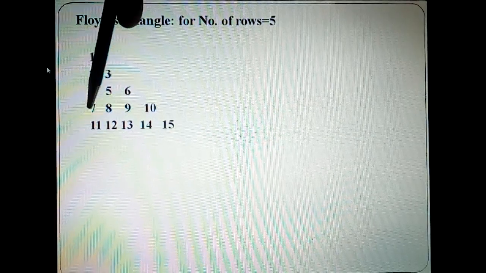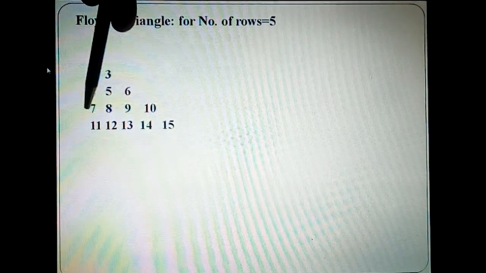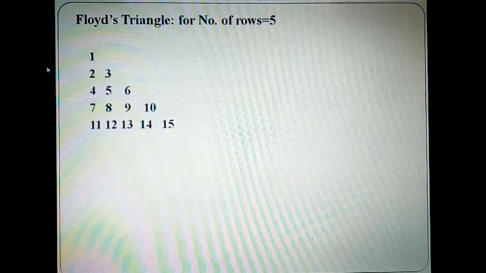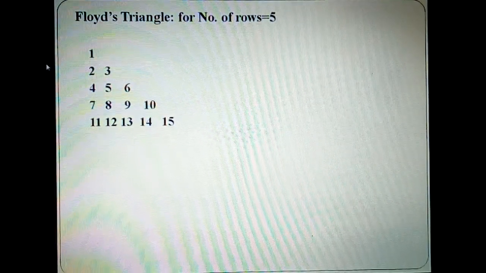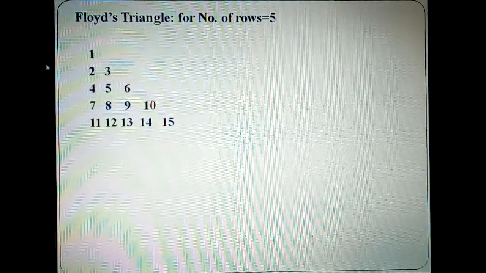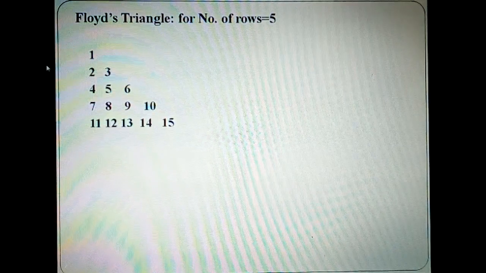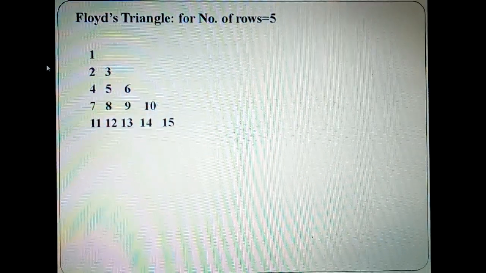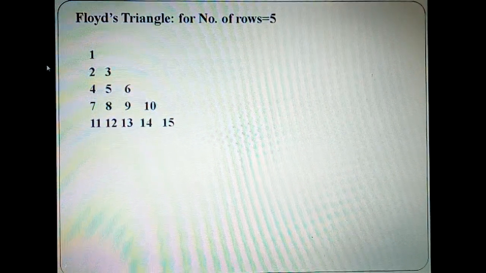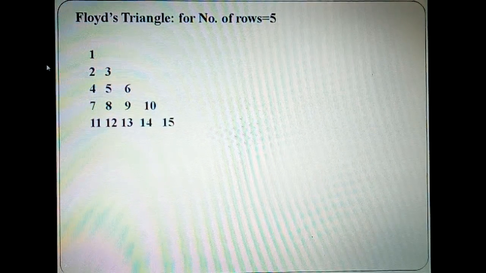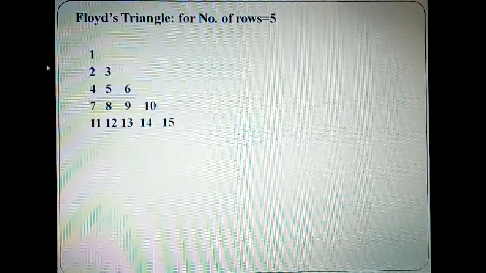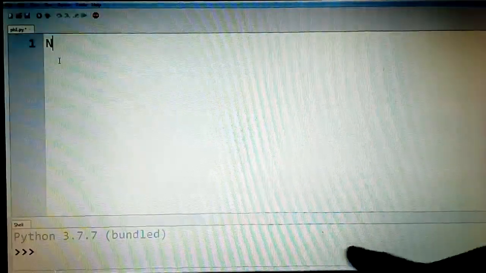For example, if the row number is 4, then it is supposed to generate only 4. So there will be a relationship that we need to establish with the variable that is actually keeping track of the rows, so that subsequently the inner loop will generate those many elements. So let us visualize this with the help of a code.